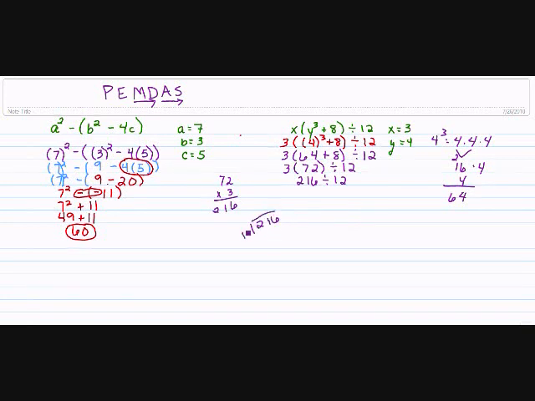216, do it out, divided by 12. 12 goes into 21 once. Multiply, subtract. 21 minus 12 is 9. Bring down the 6. 12 goes into 96 8 times. So my answer is 18, because 8 times 12 is 96, and I have 0 remainders. Okay, let's go on and do another problem.